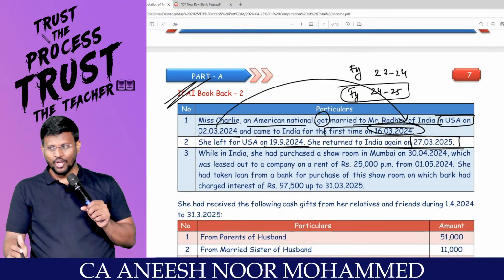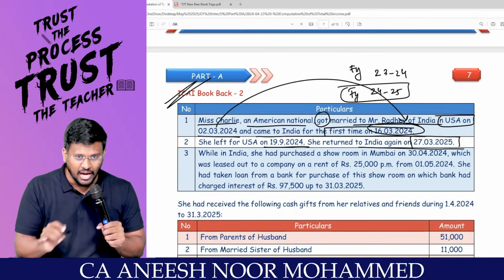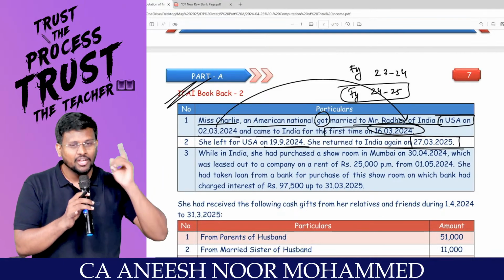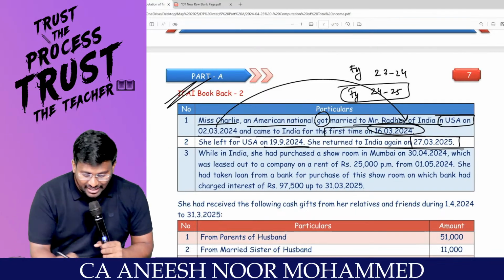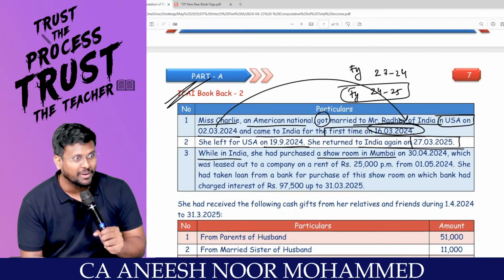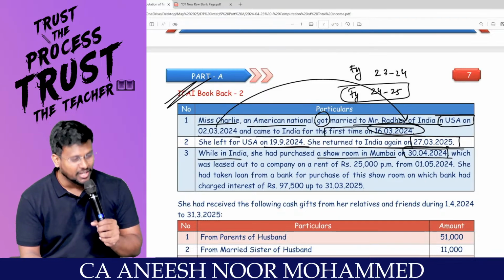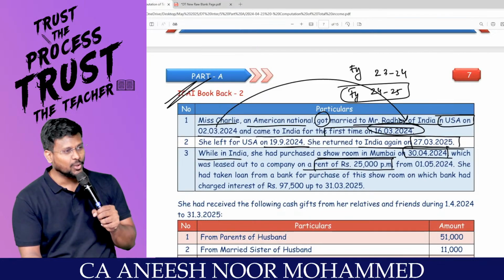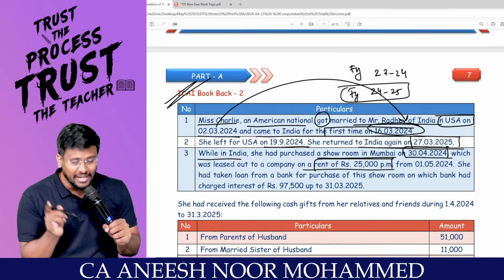For a non-resident, income received in India or deemed to be received in India, income accrued or arisen in India or deemed to be accrued or arisen in India should only be taxable. She had purchased a showroom in Mumbai on 30/4/2024, which was leased out to a company on rent of how much rupees per month? 25,000 per month. That means income is accrued or arisen in India. You are liable to pay tax in India.